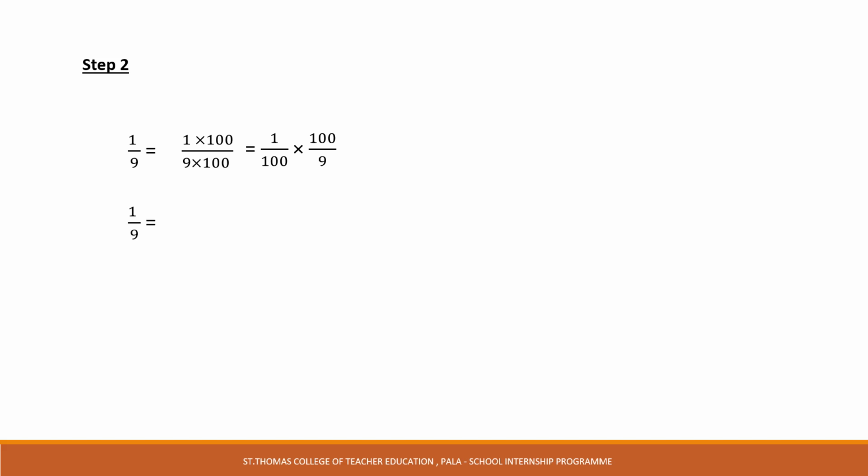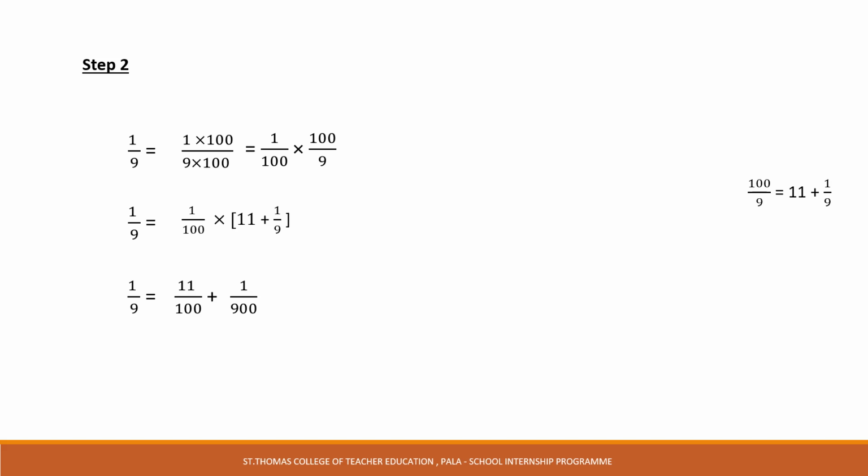Okay. And the next step is 1 by 9 equal to, what do you write? Yes, 1 by 100 into 11 plus 1 by 9. How this 11 plus 1 by 9? Yes, dividing 100 by 9, we get 11 plus 1 by 9. And so we are applying which property? Distributive property. And we get the first term as 11 by 100 and the next term as 1 by 900.